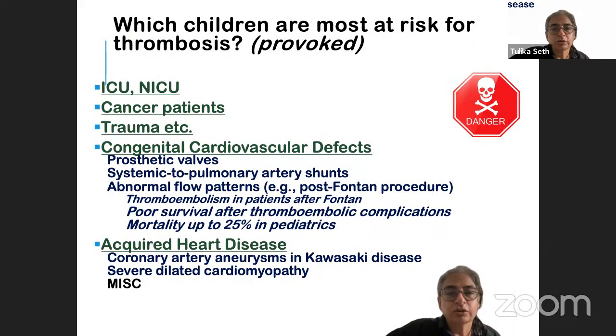So who are the children and which setting are we most worried about thrombosis? All patients who are in the ICU and NICU, cancer patients, again, because the cancer itself can lead to an increased risk of thrombosis, as can the central lines and some of the chemotherapeutic agents that are used to treat the cancer patients. Trauma is again another area. Congenital heart diseases we've already talked about. And some acquired heart diseases like Kawasaki, dilated cardiomyopathy, and COVID-related MIS-C are other scenarios where thrombosis can occur.